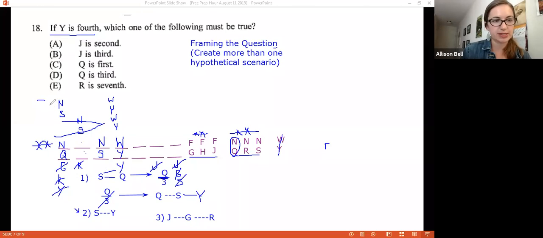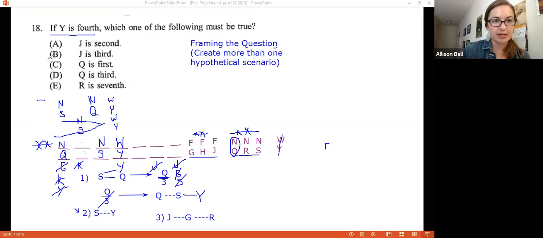So then I move up to the top scenario, and S is in space 1. Here, S is going to have to be before Q because it's first. So that means that Q will have to be in 3. So now I'm kind of rolling. I have one scenario where S is first and Q is third, one where Q is first and S is third. I can do a couple of things now.